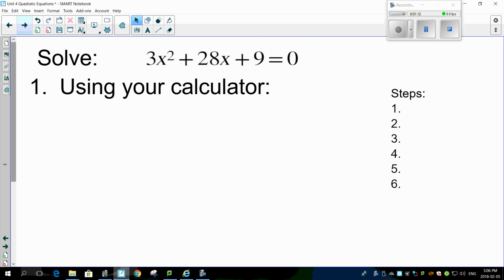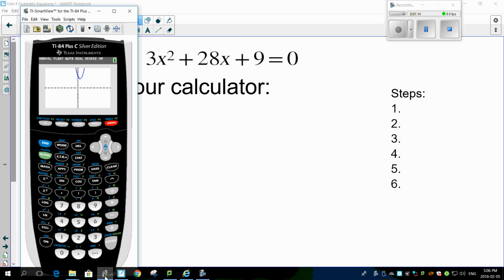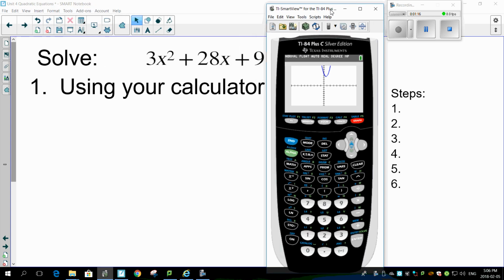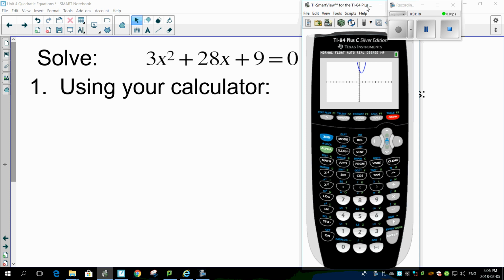But in this particular case, I want to use this graphing calculator right here, and I want to solve this. I want to get kind of friendly with using my calculator again. So clear this stuff out of here. Here we go. 3x squared plus 28x plus 9. So what is the system of doing this? First thing is enter it in your calculator. Graph it. That would be number 2. You might have to adjust the window.